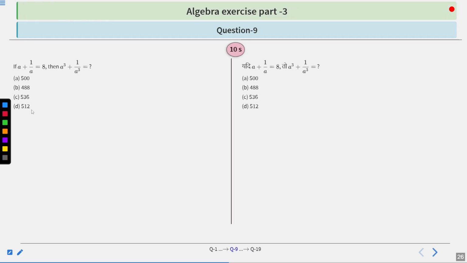Next question. If a plus 1 upon a is equal to 8, then a cube plus 1 upon a cube is how much? Options are option A, 500, option B, 488, option C, 536, and option D, 512. These are the options, and you have 10 seconds to find out the correct answer.